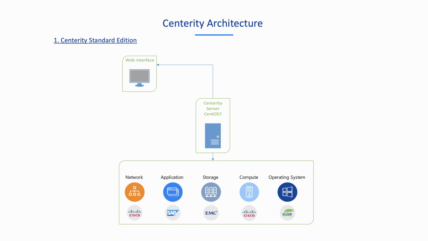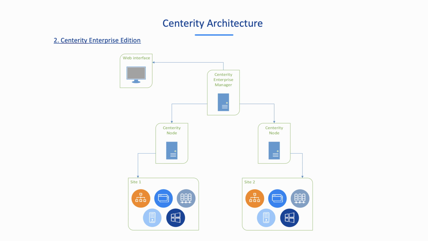Next we have the Centerity architecture. The standard edition for Centerity is comprised of one operating system with the Centerity interface installed on it, and that operating system is the one creating the connection to all the different applications, components or hosts in the system. The second option for Centerity architecture is our Centerity Enterprise version.